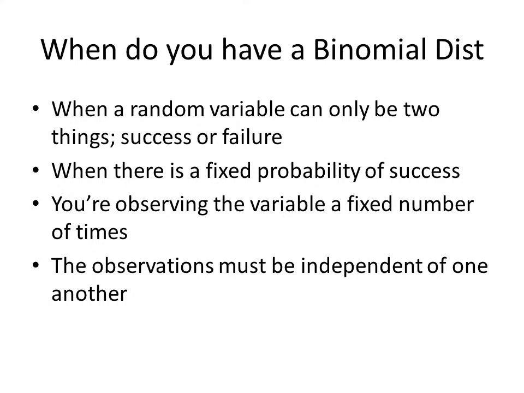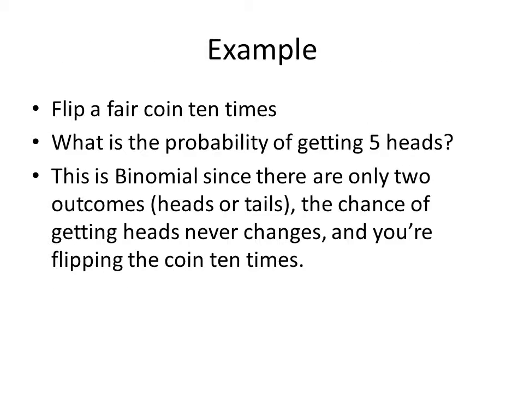They're in your book, but just to remind you, there only can be two outcomes to your random variable, so success or failure. There has to be a fixed probability of success. You have to be observing the variable for a fixed number of times, and the observations must be independent of each other.